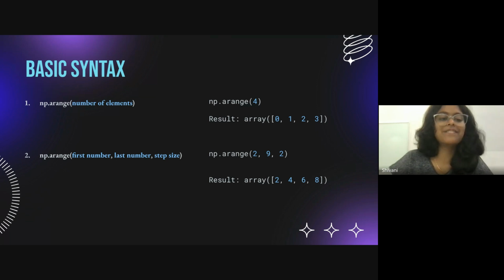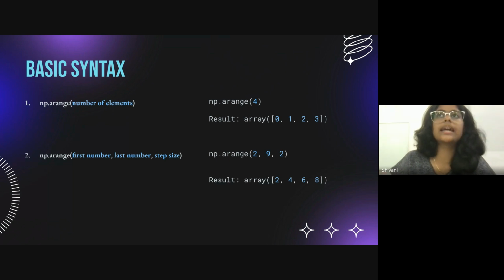It is a NumPy function used to create arrays with regularly spaced values within a specified range. It's similar to Python's built-in range function, but it returns an array instead of a list. The syntax goes like this: np.arange, first number, last number, and step size. The step size is basically the difference between each term. Where there are no specifics, it will just assume the step size is 1, and since it's zero-based indexing, it will start with 0.